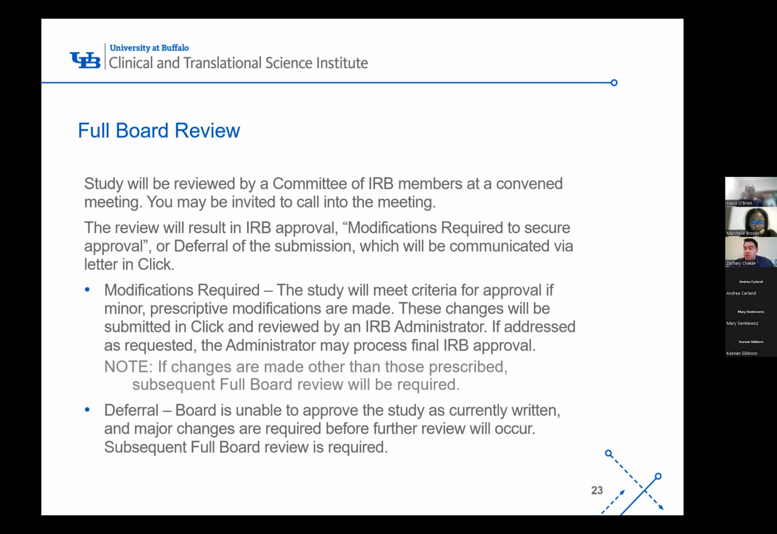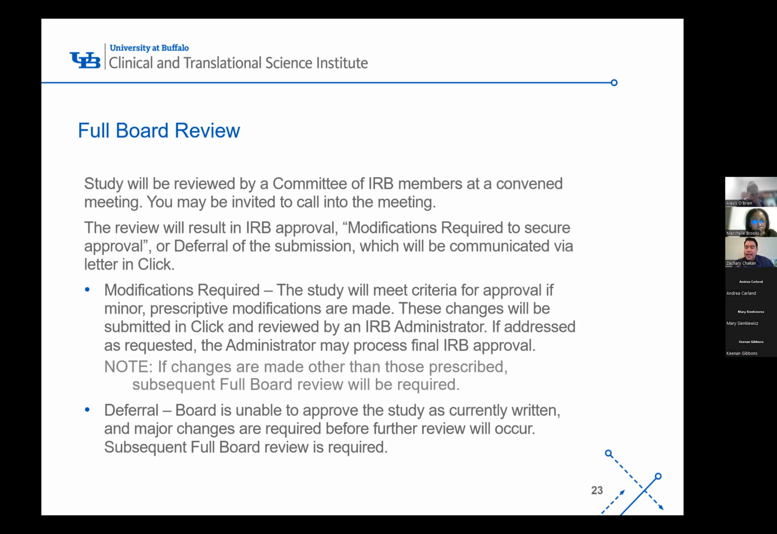If you get a modifications required determination, that means that your study will meet criteria for approval if minor changes are made, where the board will specifically say you must do this or make this change to get the study to meet criteria. Then you have to make that specific change, and it will come back to the IRB administrator who attended the meeting, which could be me, and we can approve it without it going back to a board meeting. But let's say the board says that you must make this change, and then you make that change and 3 other changes that the board didn't request. That will have to go back to another board meeting because they would not have reviewed those other changes.